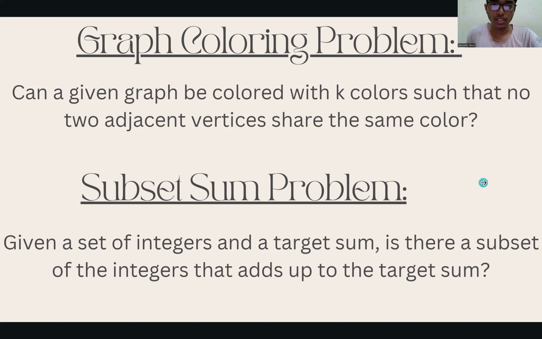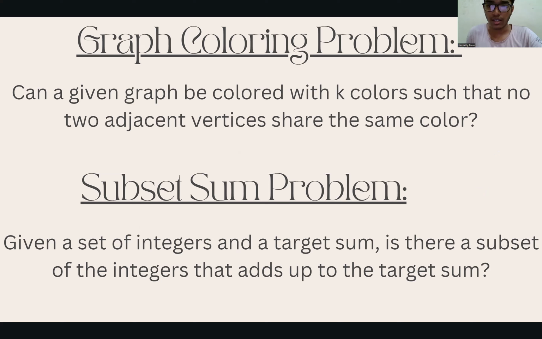The next one is the subset sum problem. This is also an example of decision problems. In the subset sum problem, we will be given a set of integers and a target sum, and we have to find whether there is a subset of the integers that adds up to the target sum.